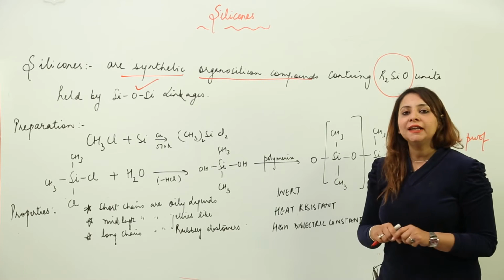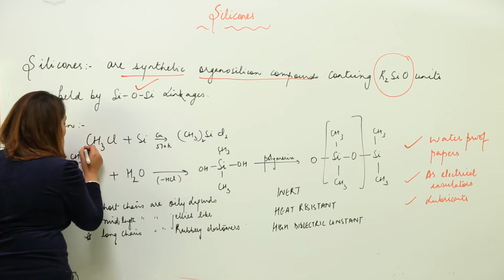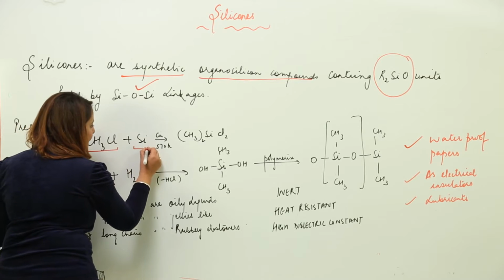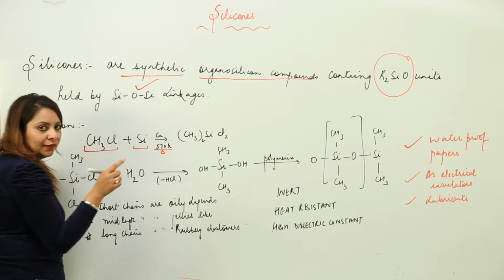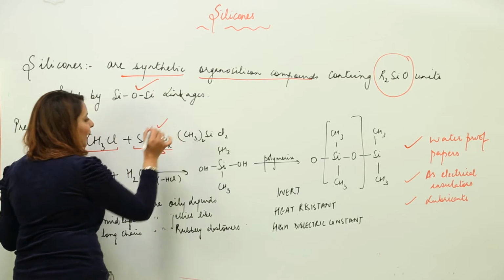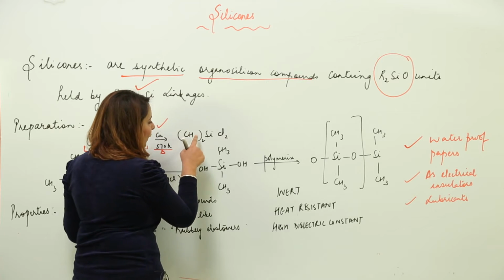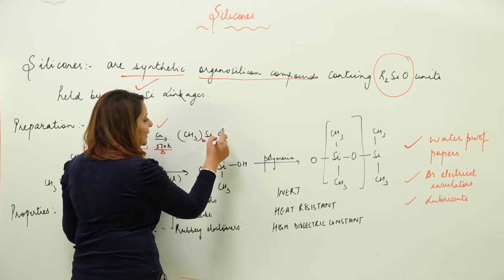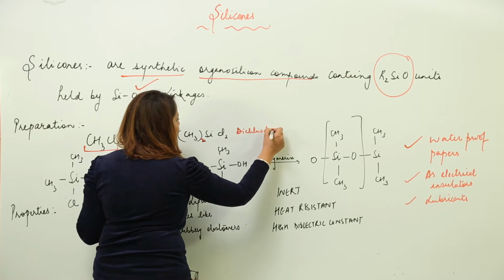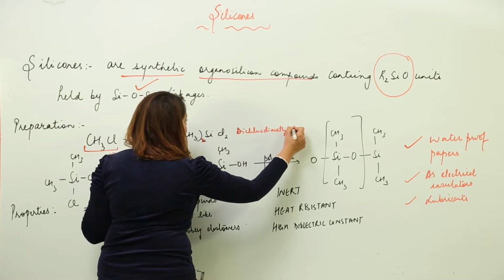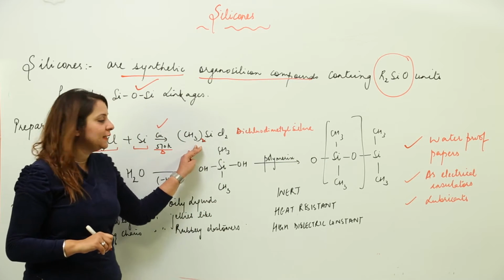Now the first thing, how we can actually prepare it. How do we prepare it? We have to take methyl chloride and add silicon. We have to heat it at a temperature of approximately 570 Kelvin in the presence of a copper catalyst. As a result, we get this compound (CH3)2SiCl2, which is dichlorodimethylsilane. It is called a silane. This is dichlorodimethylsilane.